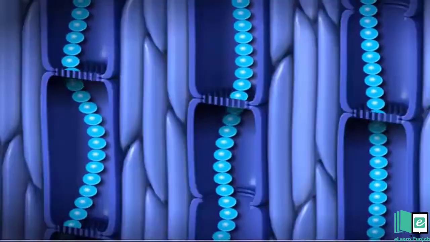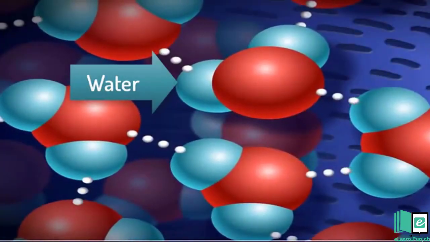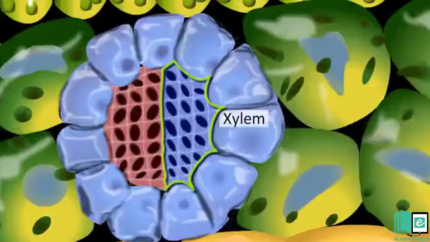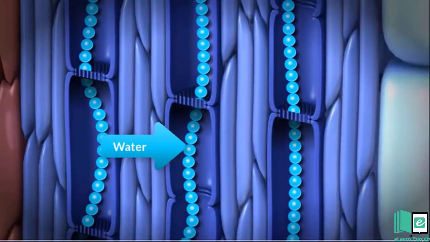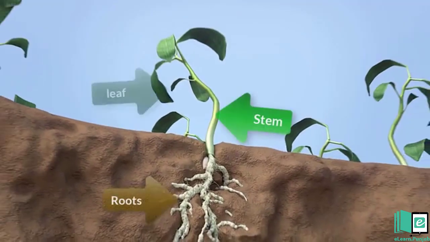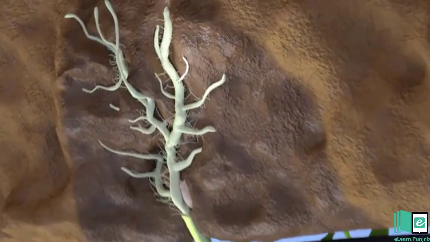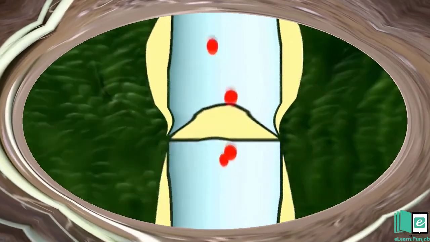As water transpires, more water is drawn from the xylem. This movement of water exerts a pull on the water within the xylem. As water moves out of the leaves, more water moves up from the stem. Roots absorb more water from the surrounding soil to maintain the water column in stem and leaves.